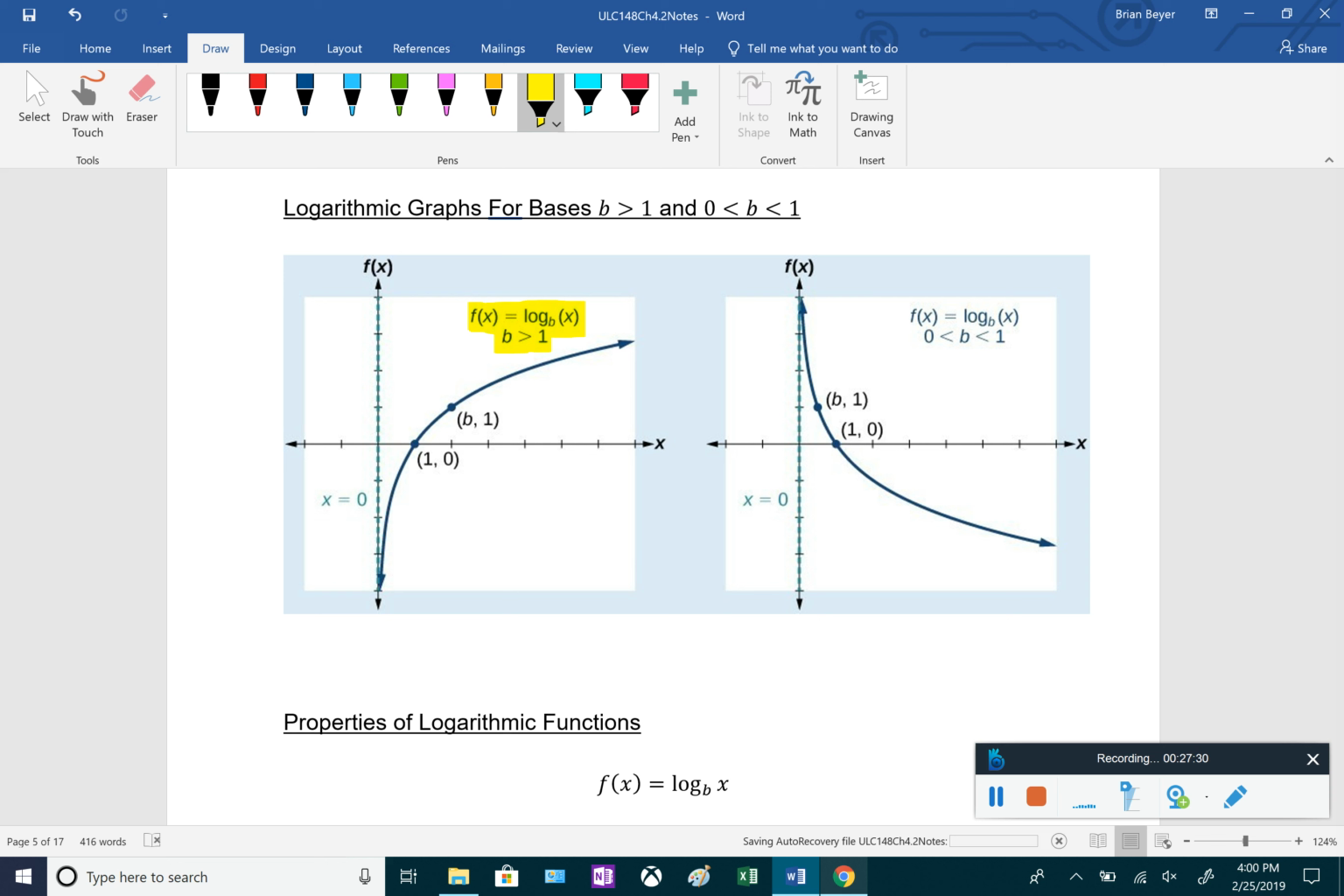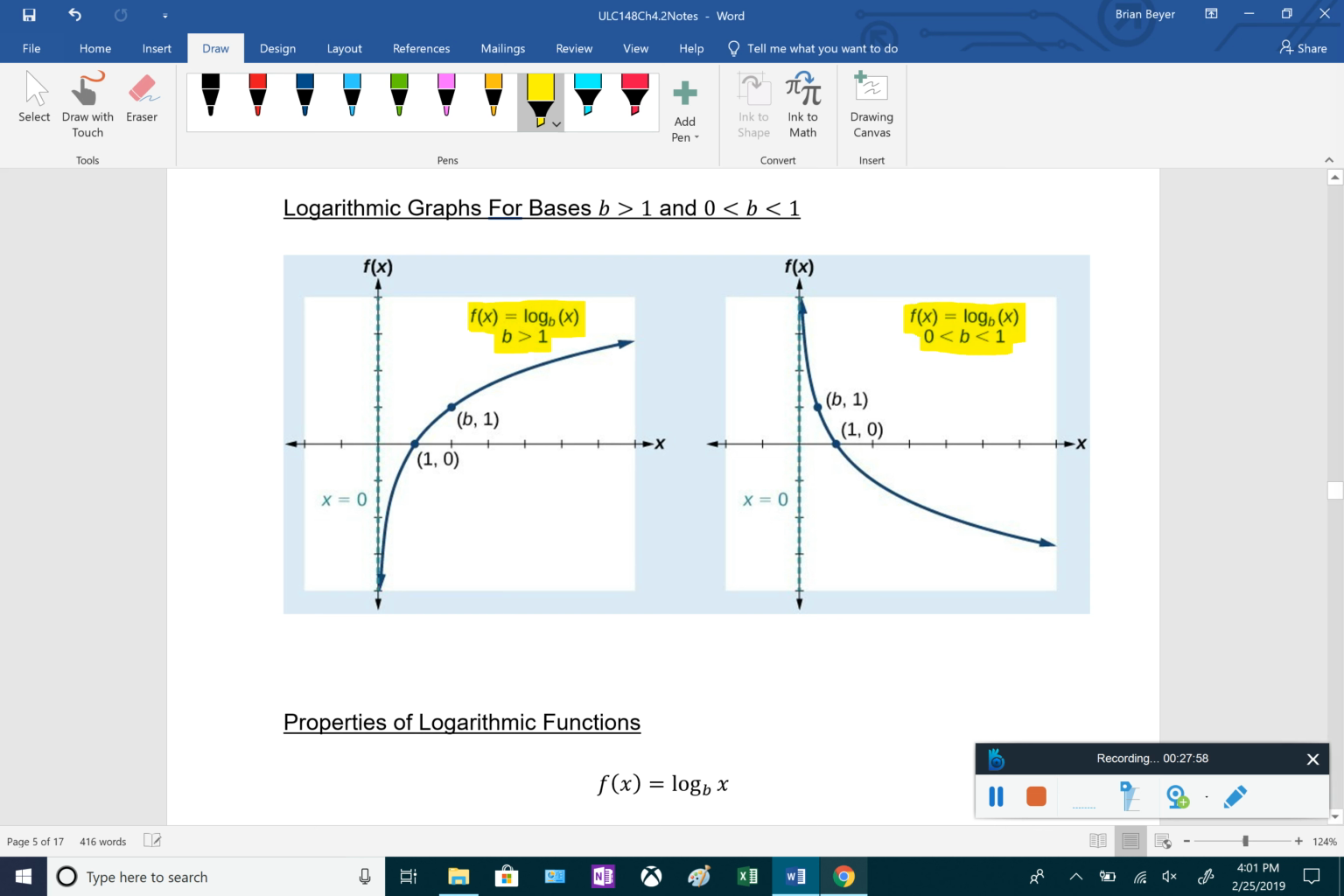The x-intercept is going to be at 1. Because if we plug in x equals 1, log base b of 1 equals 0, because log base anything of 1 equals 0. So that's going to be the x-intercept. And we also know the point b comma 1 is going to be on the graph, because log base b of b equals 1.